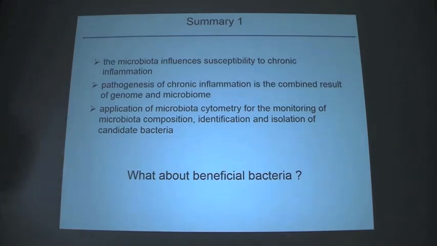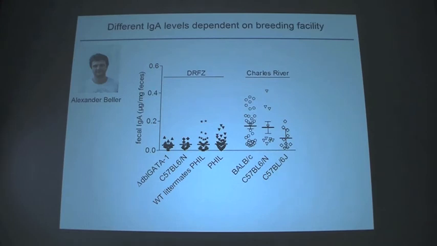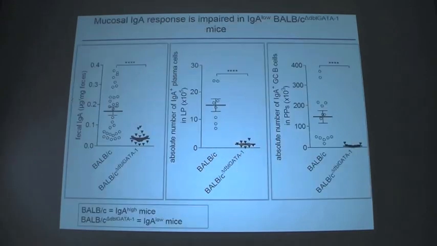So in the last part, I would like to give you an example of what we think may be a beneficial bacteria, because we think that it may strengthen the intestinal barrier and have an anti-inflammatory effect. That was work done by a postdoc in my group, Alexander Beller. What he did is compare the IgA levels in mice at our breeding facility and in mice coming from Charles River. He could see a significant difference in the IgA level between our breeding facility and the Charles River facility, again pointing to a microbiota effect.